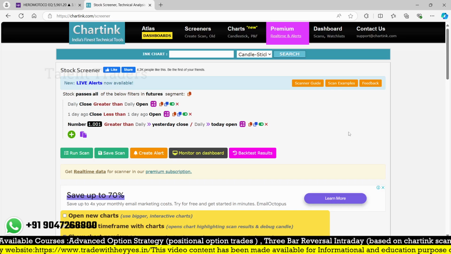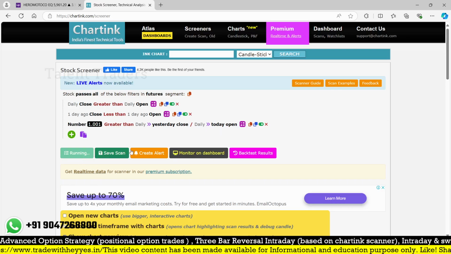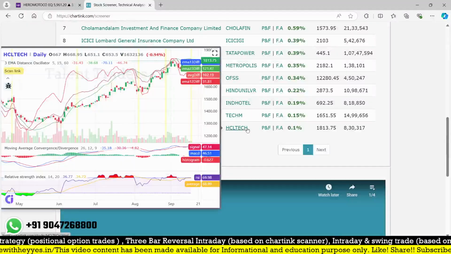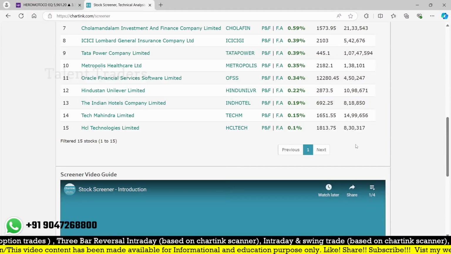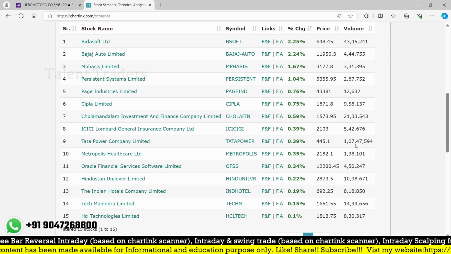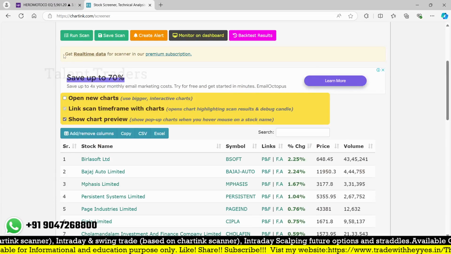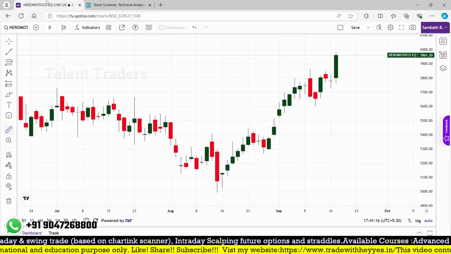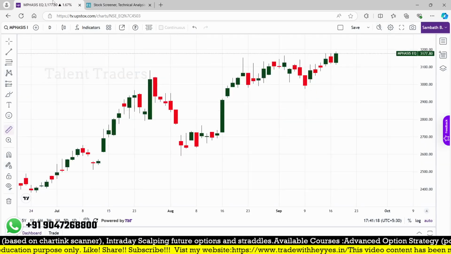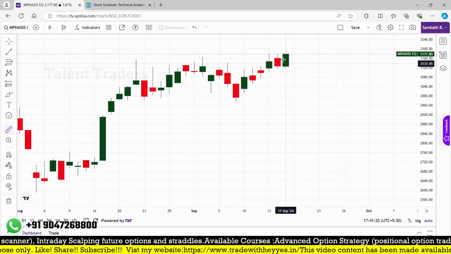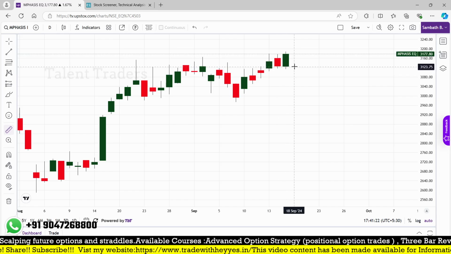This is the condition I have created, and if I use it, how many stocks? Only 15 stocks are filtered out. Initially we found 66, then 42, and now 15 stocks. Let me try the 15 stocks. MP assess persistence. You can see this was an uptrend, but you can see the flat open.